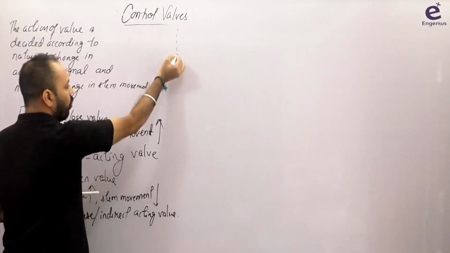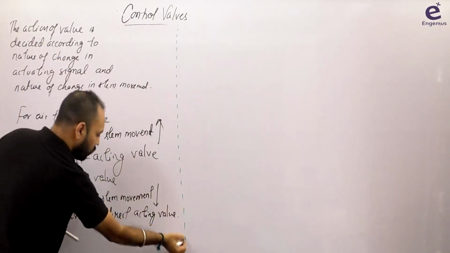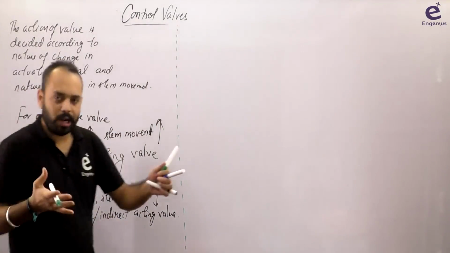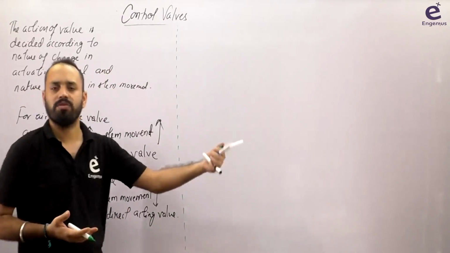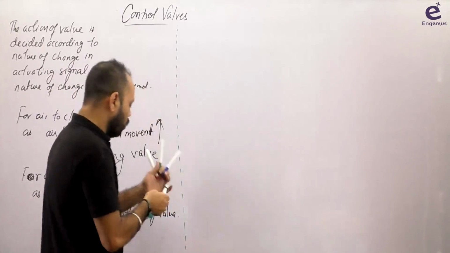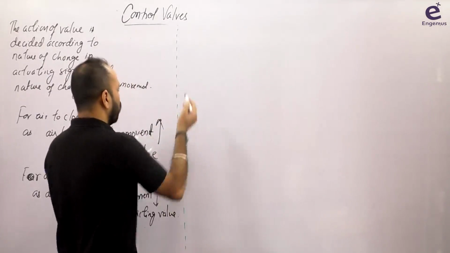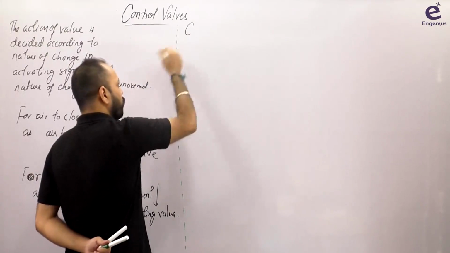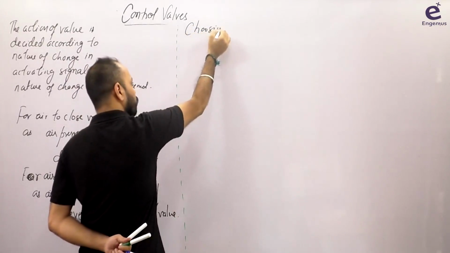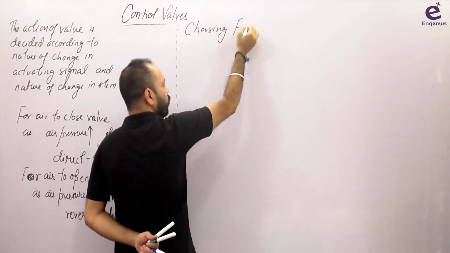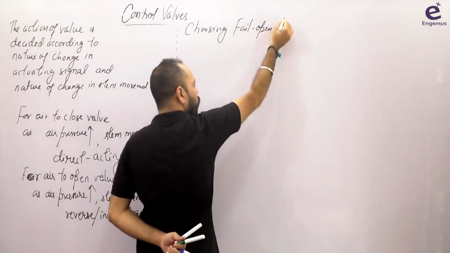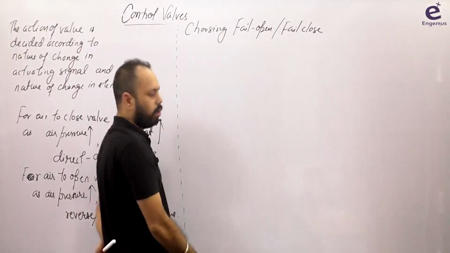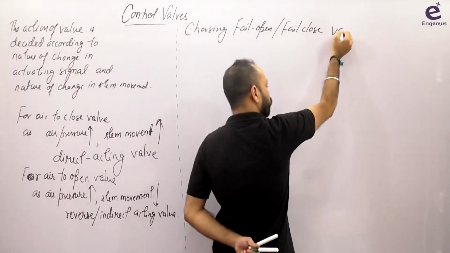Now the question is, okay, this is done. We have solved the problem that why we should call air to close as direct acting, because many students try to relate it with the flow rate and then they feel कि sir air to close तो indirect होना चाहिए. Now the question is how to choose a particular valve. Choosing fail open or fail close valve. Again a very important conceptual topic, fail close valve.